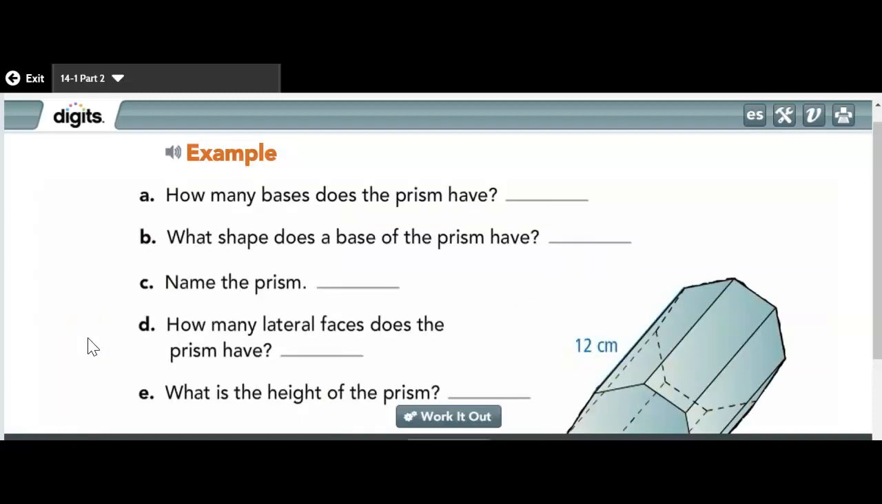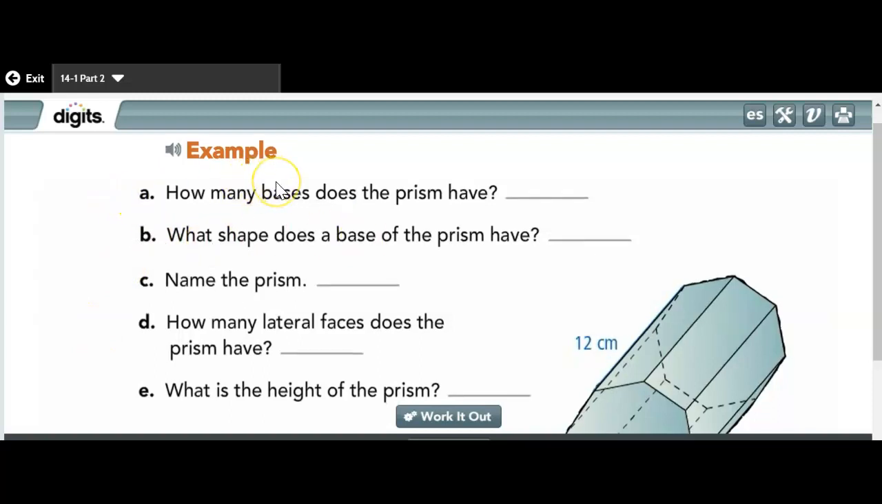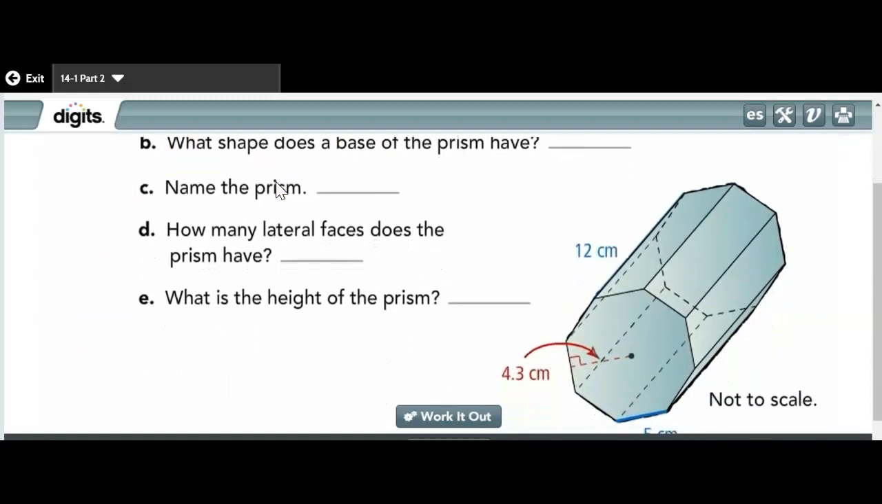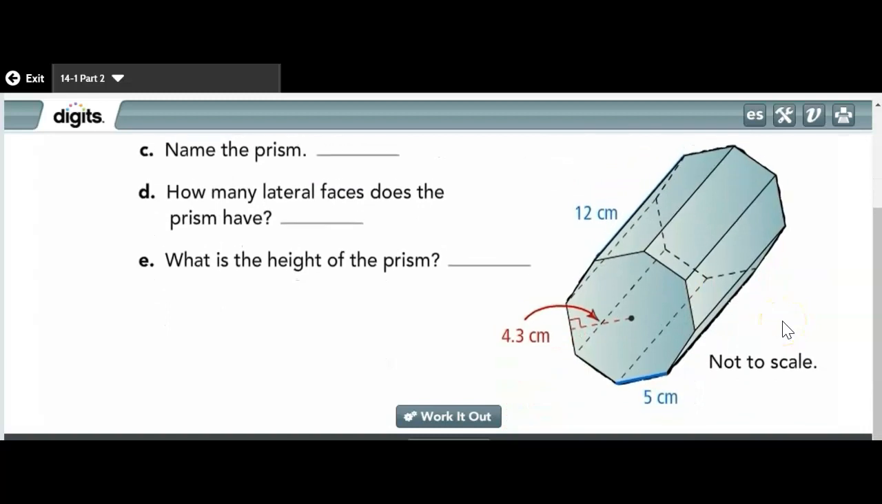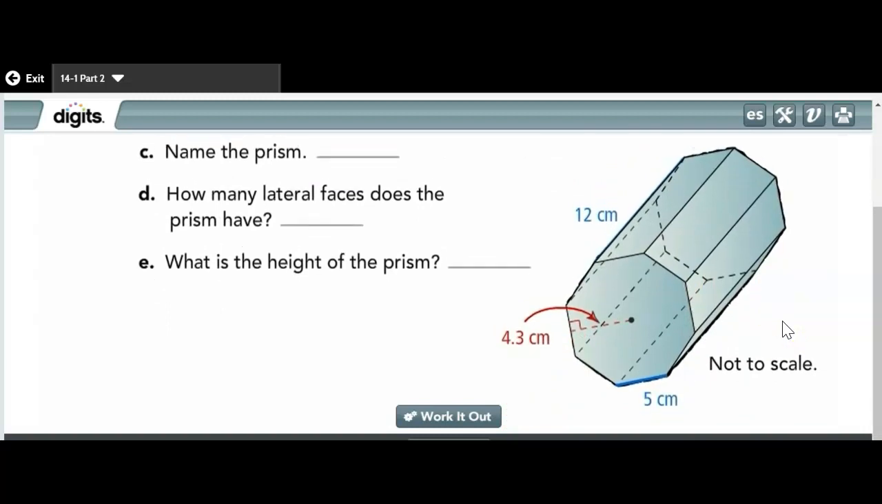All right, the last part of 4.1 on the front side is an example. So how many bases does the prism have? Here is our prism. How many bases does it have? It's going to have 2 bases. It has this front face and it has the back face.